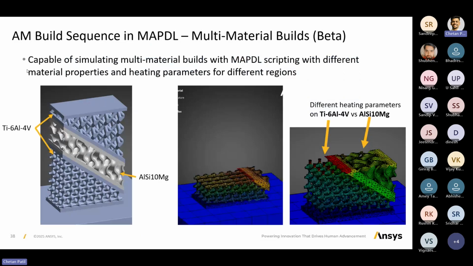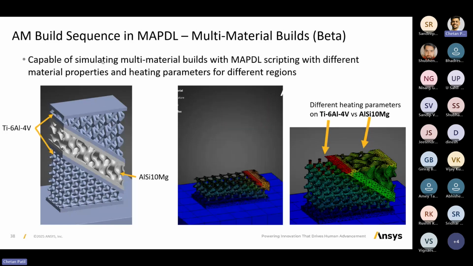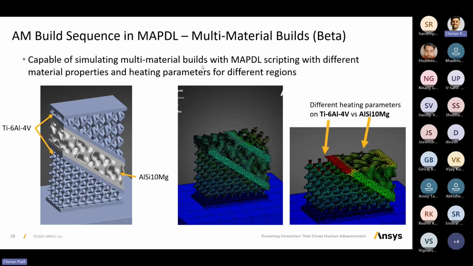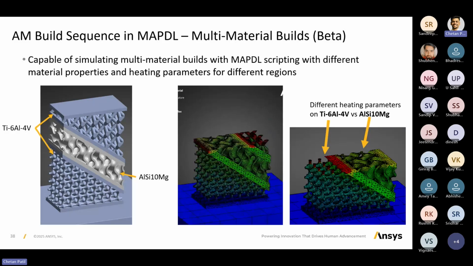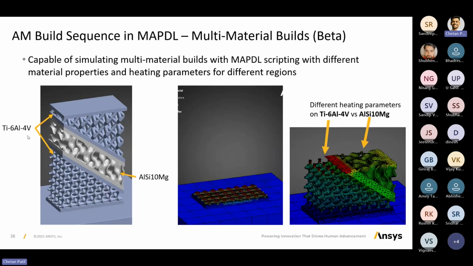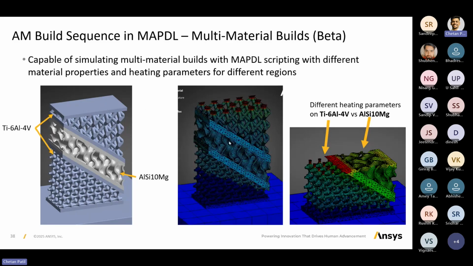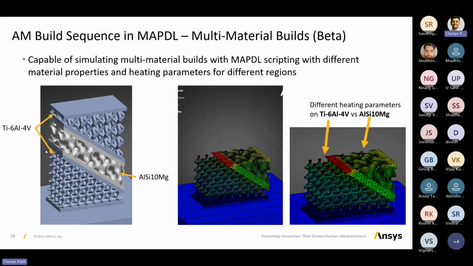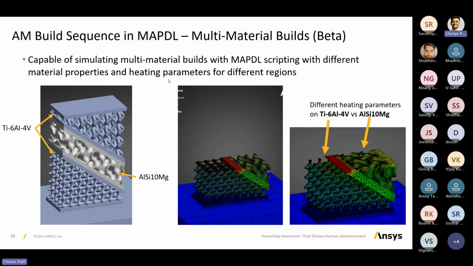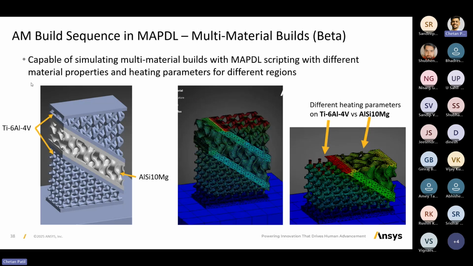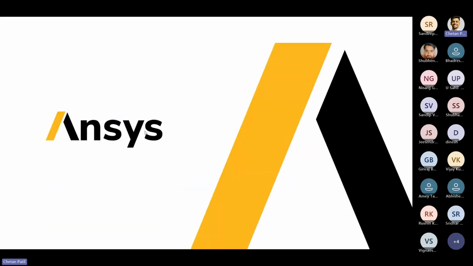So coming to AM, that is additive manufacturing. Additive manufacturing also allows you to do mechanical APDL scripting for defining multi-material builds, which is currently in a beta version. So you can define multiple material models to simulate and create a mechanical APDL script to define different material properties and heating parameters with respect to different regions. So you can see how the variation with respect to different regions and different materials can be defined. That is only allowed through mechanical APDL scripting and is not present in the GUI. Over here, you can even define different material properties and heating parameters at each layer and at different regions. So that's all from the ANSYS Mechanical part.